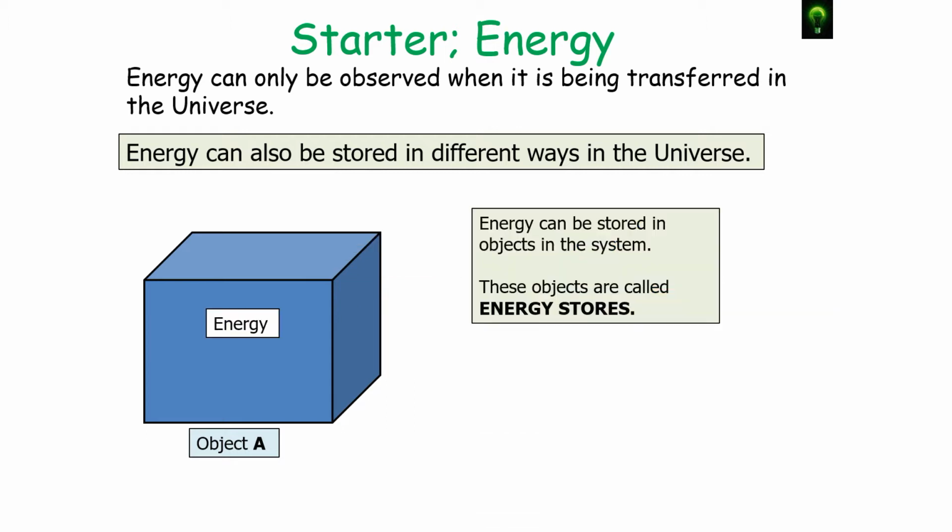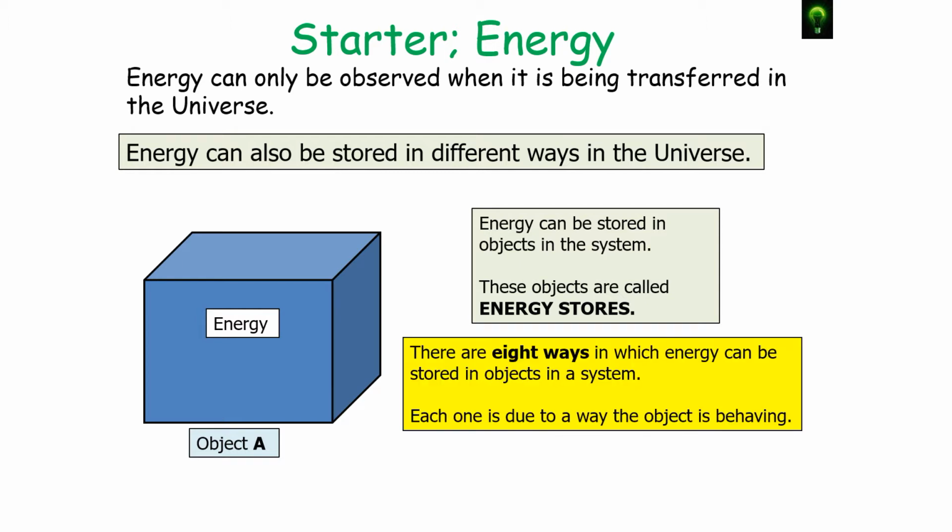Now energy can be stored in objects in the system. Now these objects are called energy stores. Now there are 8 ways in which energy can be stored in objects in a system, and each one is due to a way in which the object is behaving.